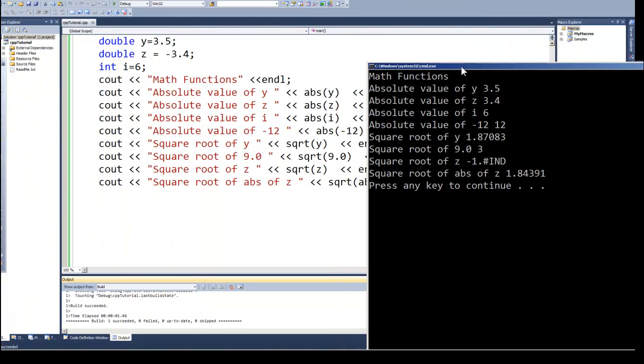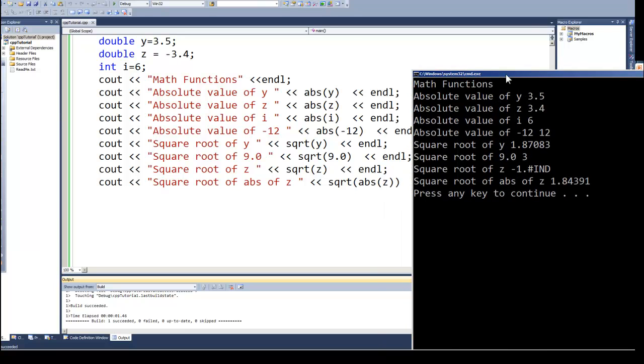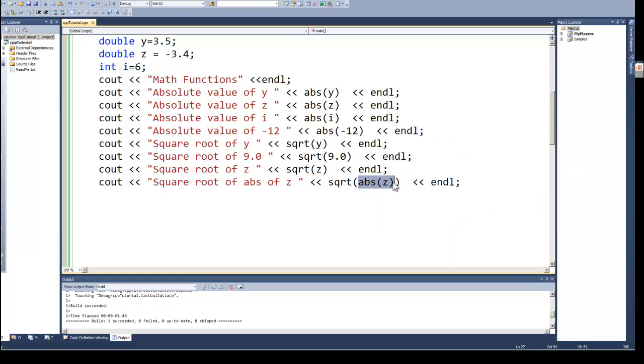And now when I nest that together, I get the square root of the absolute value of z, 1.84. Just like with other math operations, it does what's inside the parentheses first. So it will do the absolute value, because it's inside the square root function, before it does the square root, giving us that positive number that allows us now to get a valid square root.